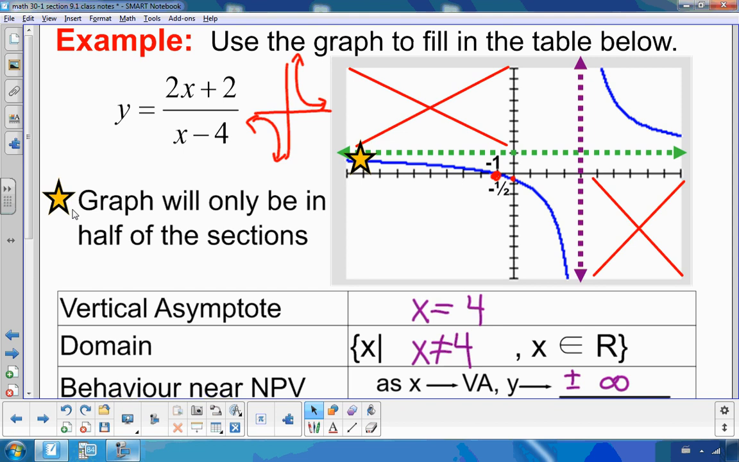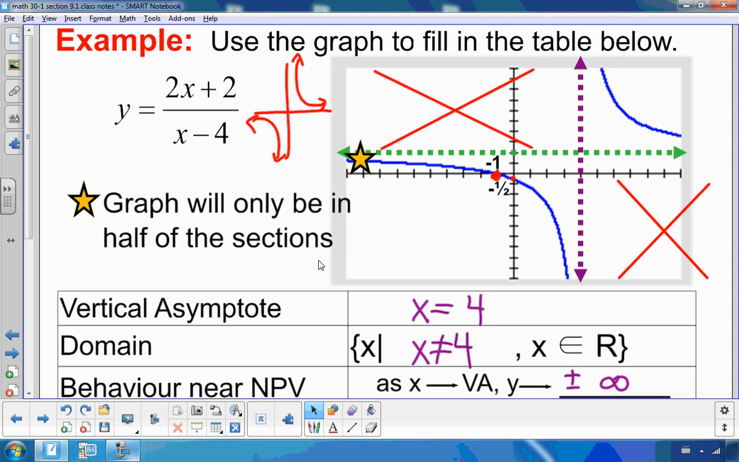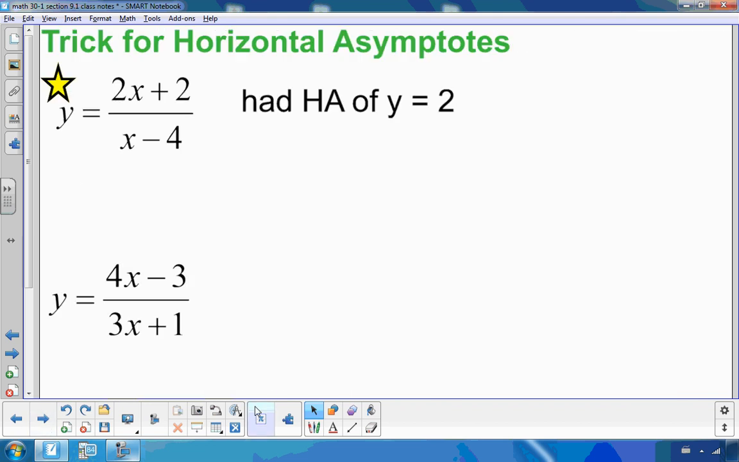So anytime you have a graph with a vertical and a horizontal asymptote, it splits it into sections. You're only going to have graph in half of those sections. Okay, so half of those sections. So I gave you the graph and you can clearly see all this information, but you're not always going to have the graph. So we're going to use this example here to build a pattern to figure out vertical asymptotes, horizontal asymptotes, x and y intercepts. So let's look at this.